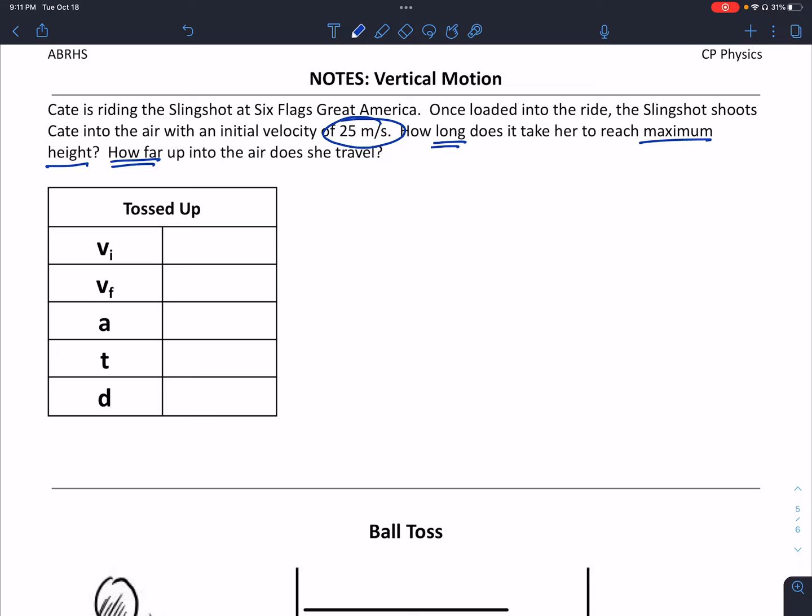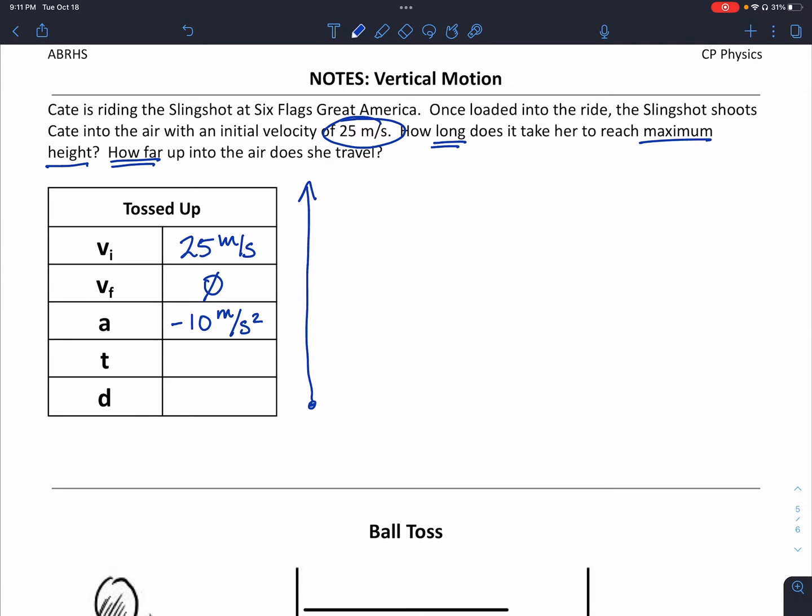Now this problem only gives us one number. It tells us the initial velocity is 25 meters per second, but we do know some other information. We know that at maximum height, she's going to have a velocity of 0 because she's being tossed up into the air. We also know this is free fall because nothing is moving her once the ride releases her, so she'll be moving with an acceleration of negative 10 meters per second squared.